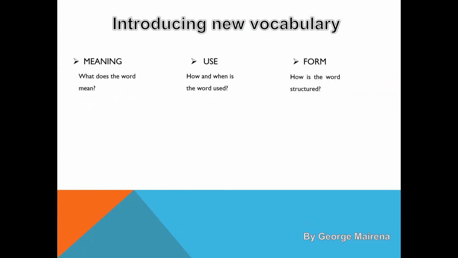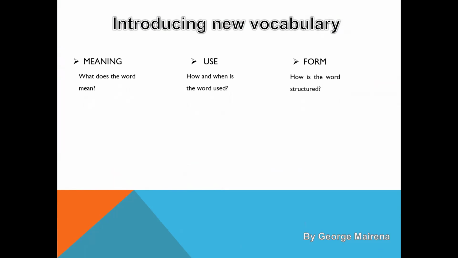What about the form? As I told you before, the form is how the word is structured. Some important aspects that we must take into account in the form is the pronunciation of the word, the right pronunciation. So we need to know the phonetic symbols that compose such word. And here we have to identify the grammatical category that word has, or, as you know, part of speech.